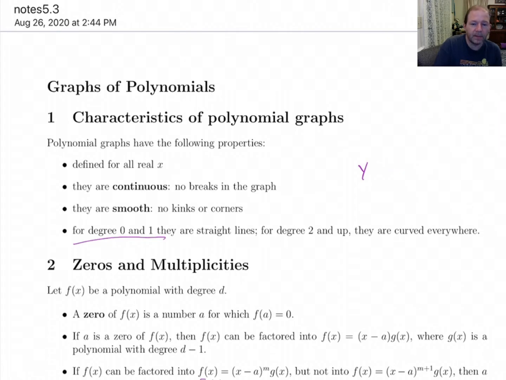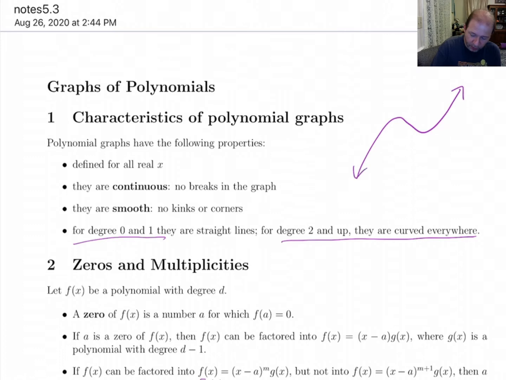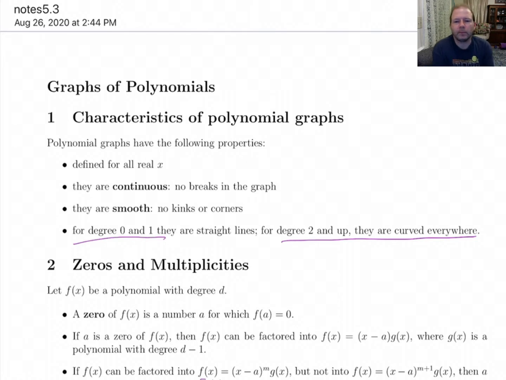But if the degree is greater than 1, so for degree 2 and up, they're always curved everywhere. So, you know, like a cubic polynomial might look like this. But you'd never have a polynomial that has a mix of straight lines and curves. You'd never have, say, a bit in the middle that's a straight line and then it starts curving over here. That won't happen.